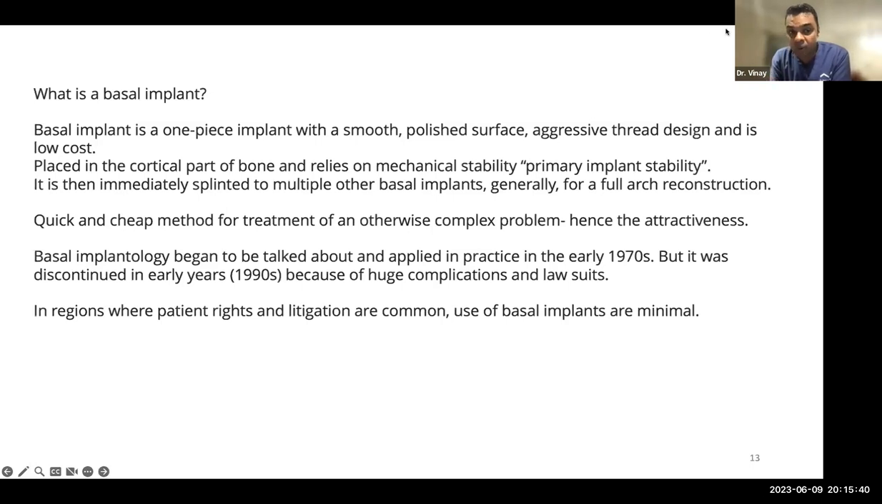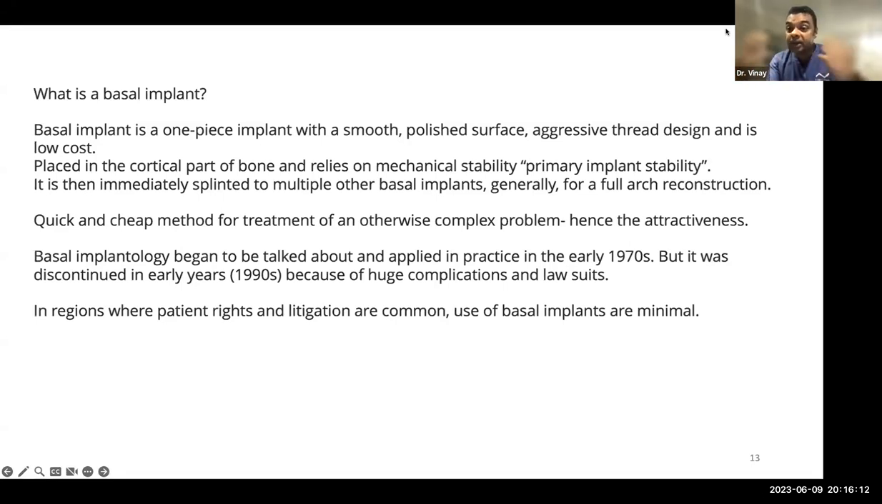Here again, we know through all these studies by Klaus Lang, by Danny Buser, by the ITI group, we very well know what is primary implant stability and secondary implant stability. Secondary implant stability comes after osseointegration. Primary implant stability is mechanical stability. And we know that bone is a living tissue. Bone is not dead, so there is going to be some amount of remodeling. And it is just some time before primary implant stability goes down and secondary implant stability comes in.